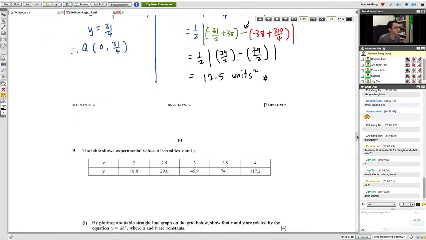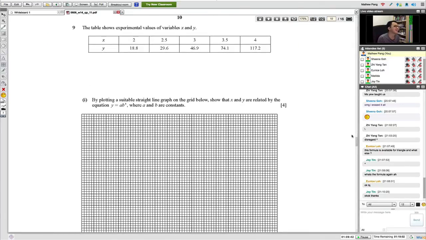Okay, I'm going to move on to number 9. Linear law. Are we going to draw the linear law here? Okay, let's draw. The table will show the experimental value for variable x and y. So you have some value for x and for y. And then it asks you, by plotting the suitable straight line, to show how x and y are related.